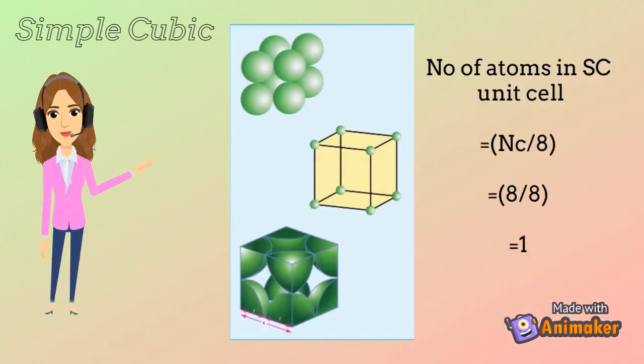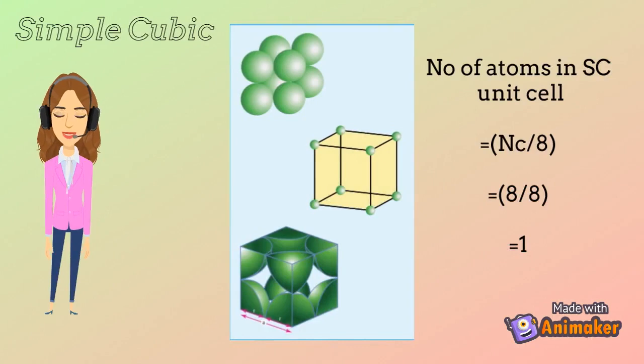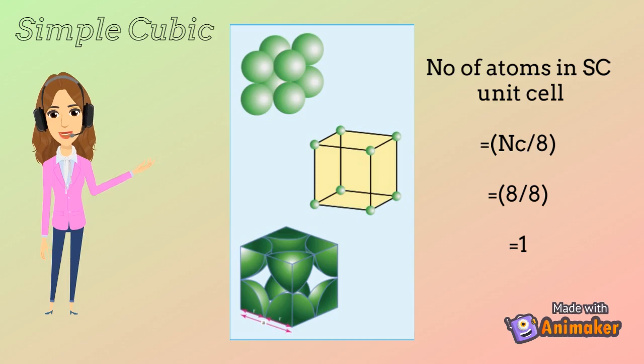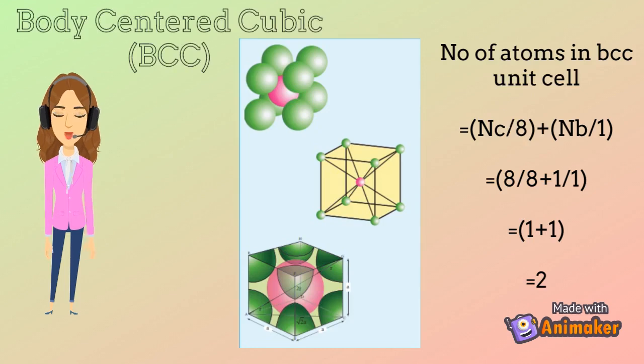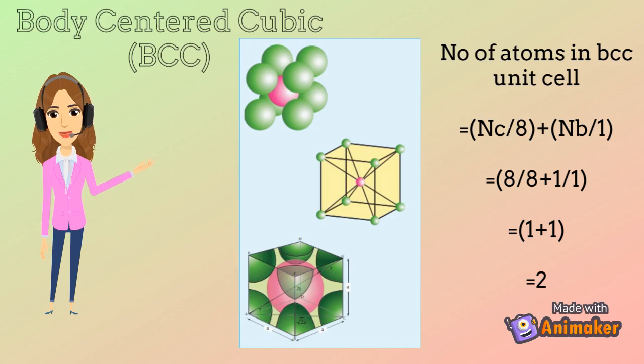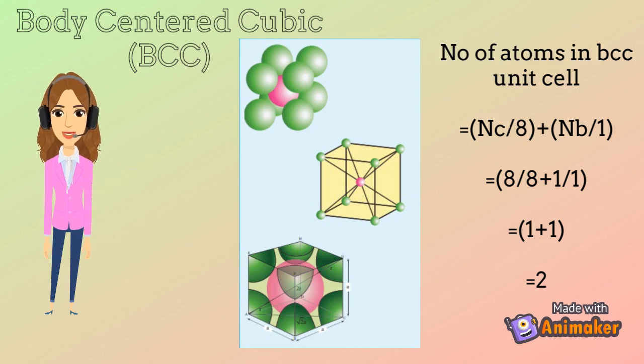In simple cubic, each atom in the corner of the cubic unit cell is shared by 8 neighboring unit cells. Their coordination number is 6. And the total number of atoms in a simple cubic unit cell is 1. The next is body-centered cubic. Those atoms which occupy the corner do not touch the one that occupies the body center. Hence each atom is surrounded by 8 nearest neighbors. And their coordination number is 8. And the total number of atoms is 2.